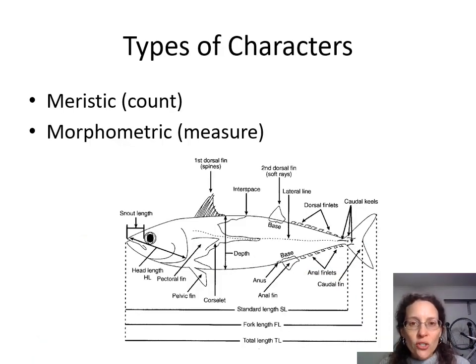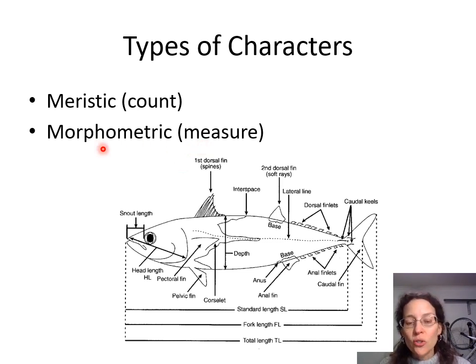We have other characters that we can use, and we've already talked about some of these with fishes, right? We've talked about those meristic characters. Those are the ones we can actually count. We see those change during development. We can count the number of rays, the fin rays in the dorsal fin, right? We can count the number of scales in the head. We can count the number of vertebrae.